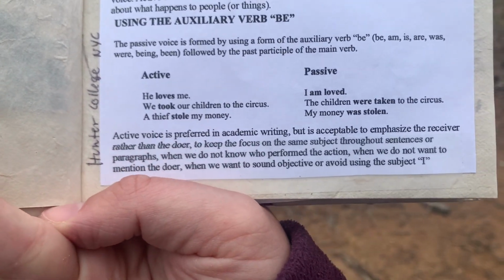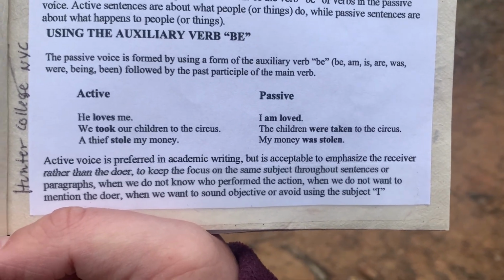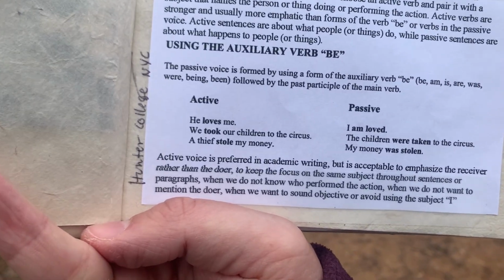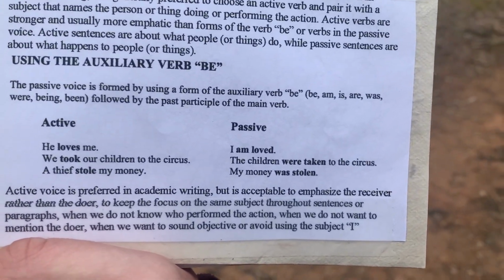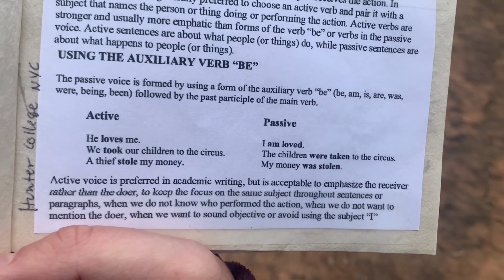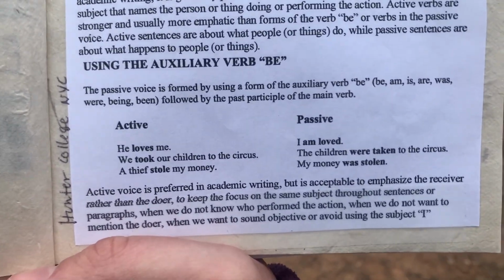So an active phrase would be "he loves me." The passive version of that would be "I am loved." In the active version, we actually get more information. We know that he loves me, whereas in the passive, it's only "I am loved." But I guess to get all of the information, it would be "I am loved by him."